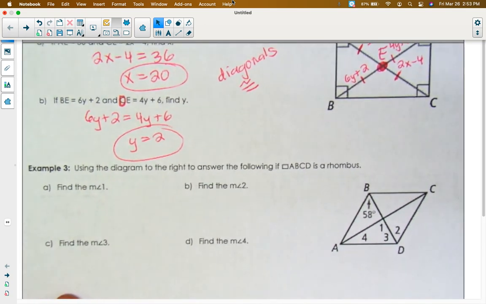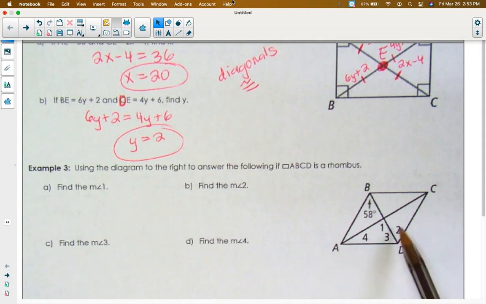All right, down at the bottom. Use the diagram to the right to answer the following if ABCD is a rhombus. So now we're looking at our rhombus section. Things we know about rhombus. A rhombus is a parallelogram with 4 congruent sides. A rhombus has all the properties of a parallelogram plus 4 congruent sides. Diagonals bisect the angles, and the diagonals are perpendicular. So we're using this figure here to help us with A, B, C, and D.